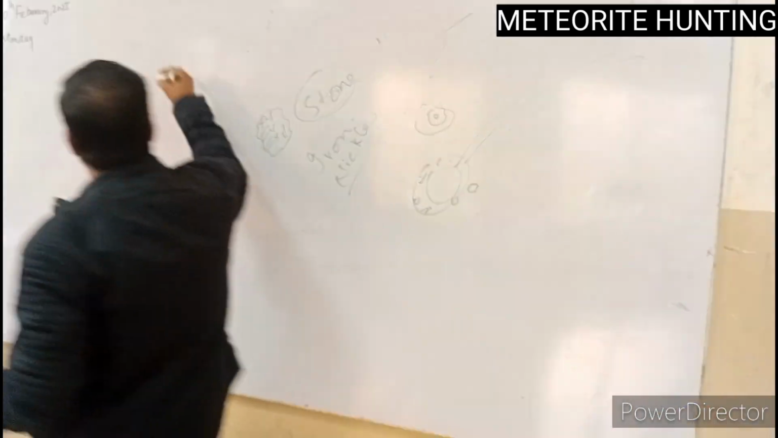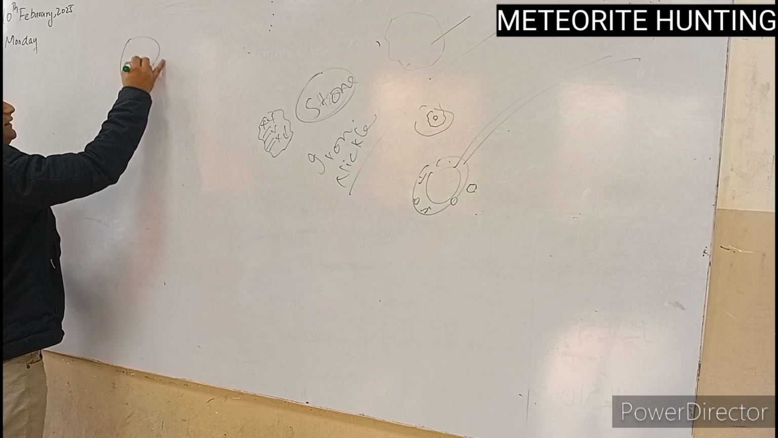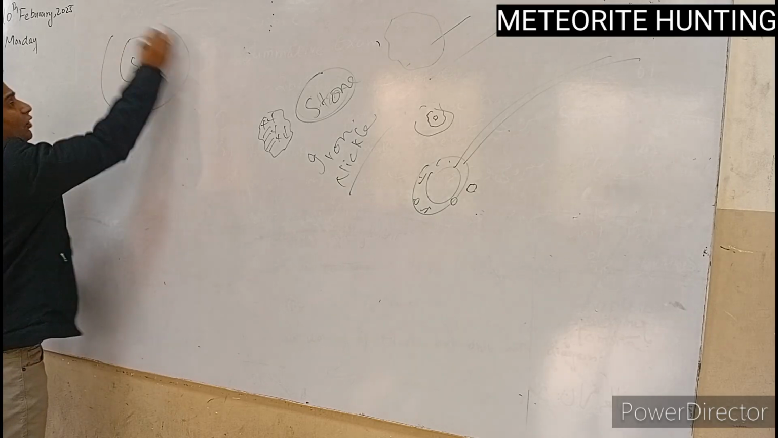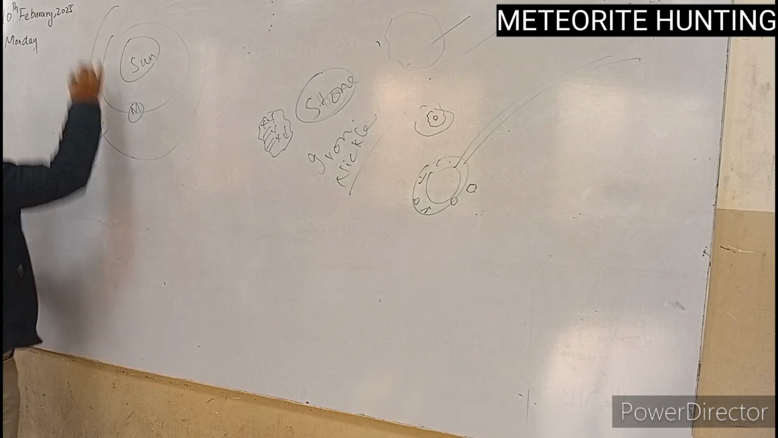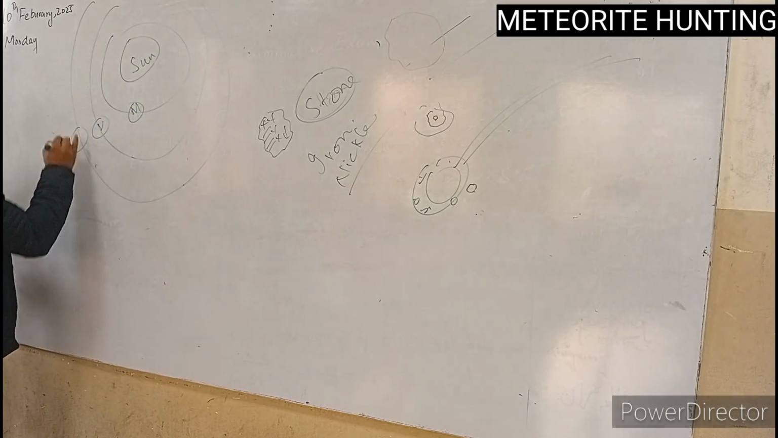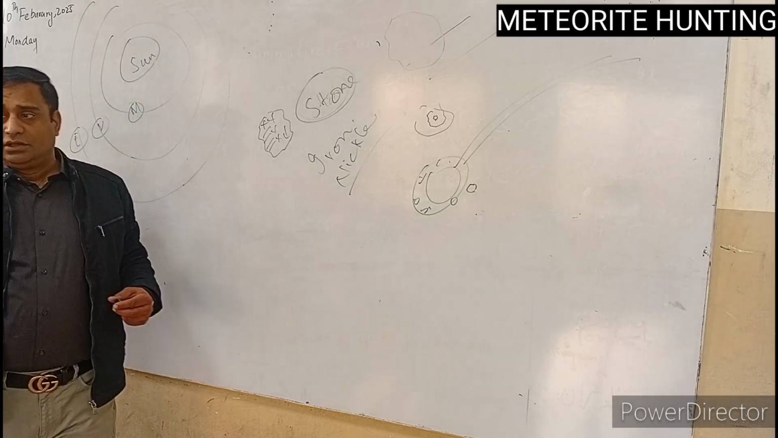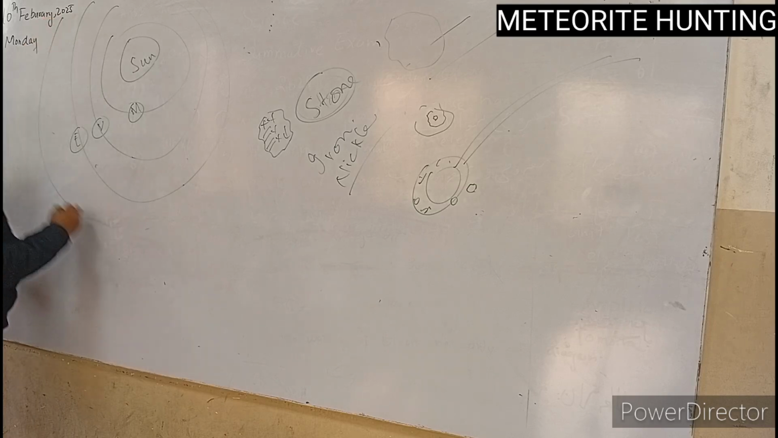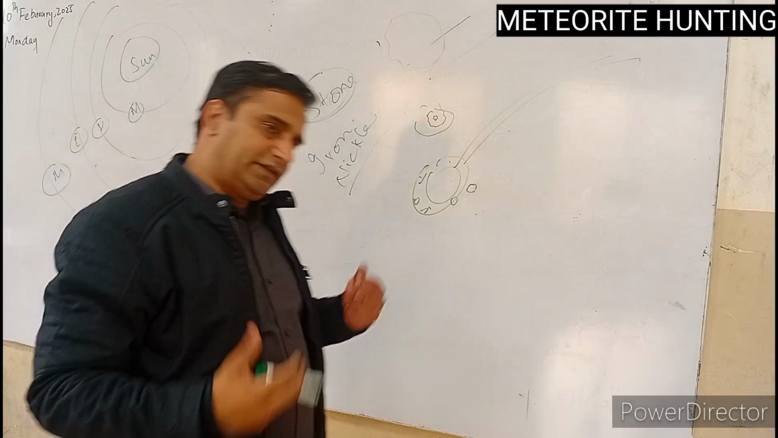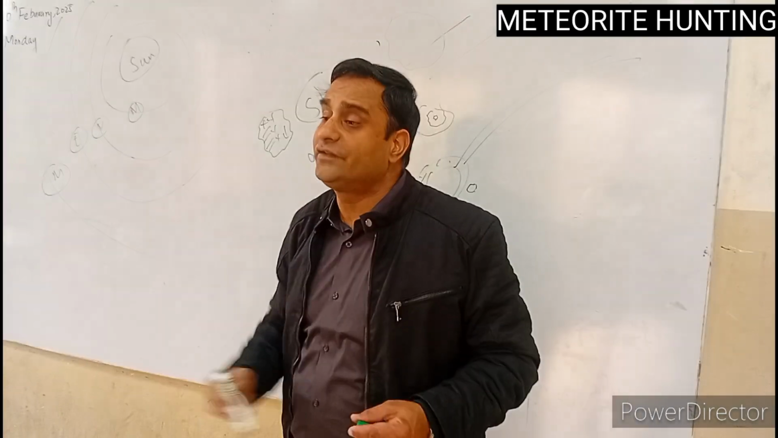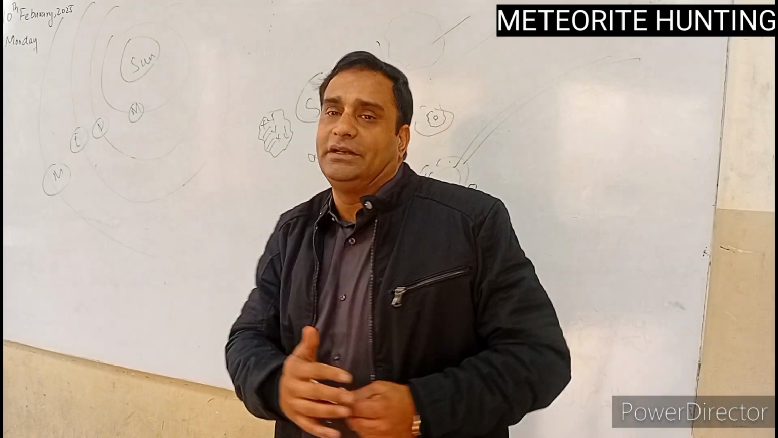So if you look at the solar system, you'll see that the sun is at the center of the solar system. Then we have got Mercury. Then we have got Venus. Then we have got Earth. Now, after Earth, we have got the red planet, which is Mars. Mars is after the Earth. These four planets are called terrestrial planets.